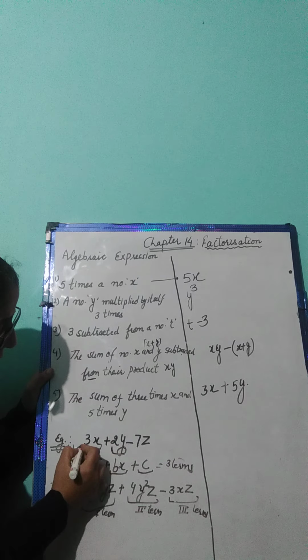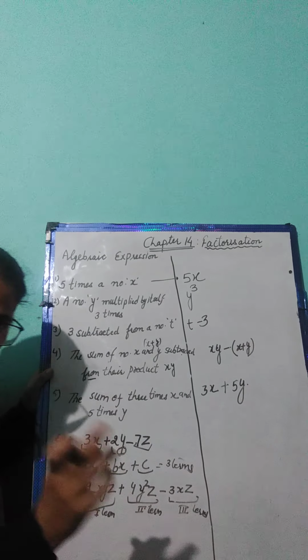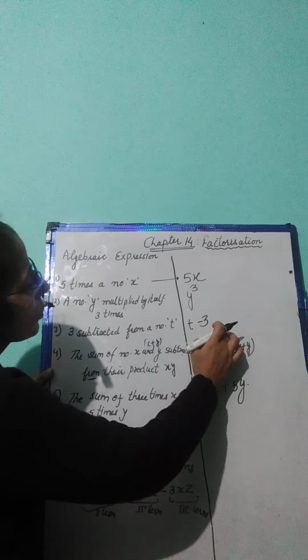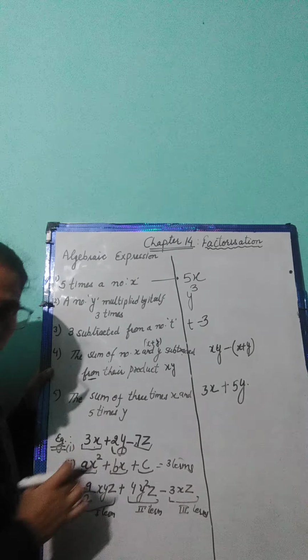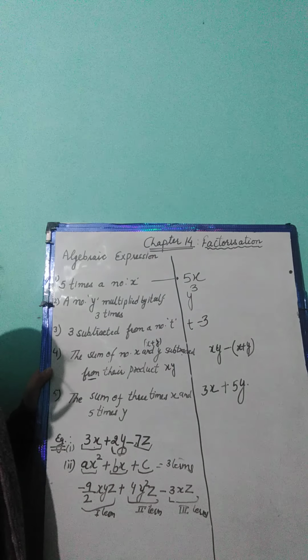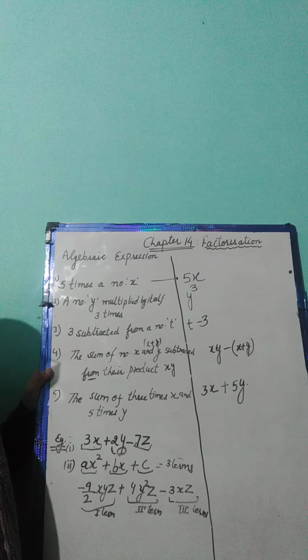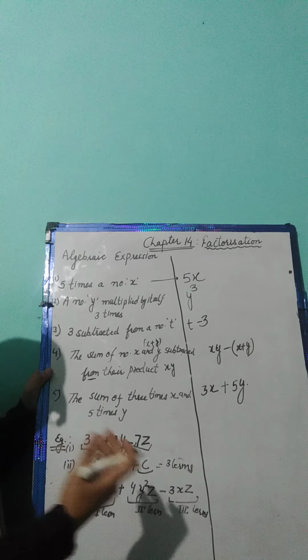Now 1, 2, 3 terms. How many terms are there here? This is having 1 and 1 more, together in 1 bracket. So there are 2 terms. 2 terms. 1 term. 1 term. So these are the algebraic expressions. There can be 1, 2, 3 or more terms in the expression.